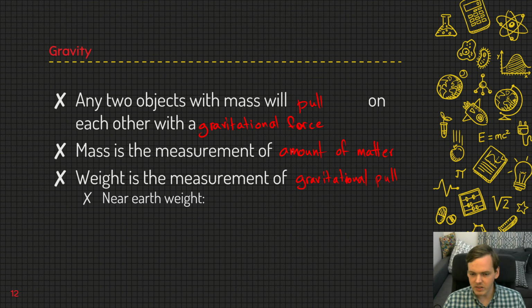But they are different. One is the amount of stuff that's in the object. The other is how hard that object is pulled on with gravity. And near the surface of the Earth, weight is defined as Fg equals mass times the acceleration due to gravity. And we'll see why later. Don't worry about it for the moment. But for now, you can just know that this is the equation for it. The force of gravity on an object is equal to its mass times the acceleration due to gravity. That's also known as the weight.